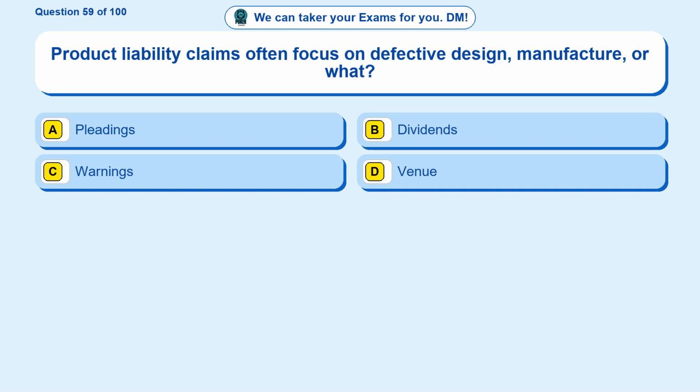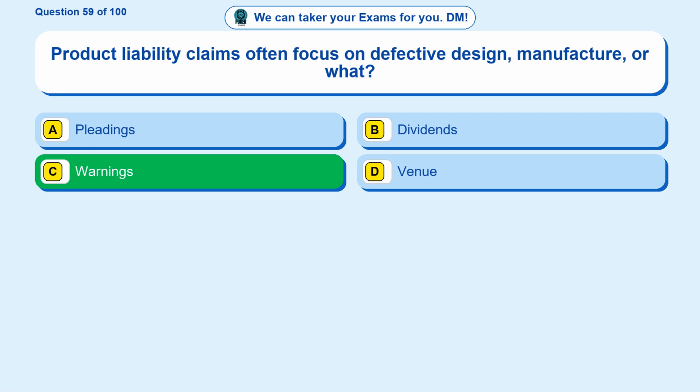Question 59. Product liability claims often focus on defective design, manufacture, or what? Option A, pleadings. Option B, dividends. Option C, warnings. Option D, venue.